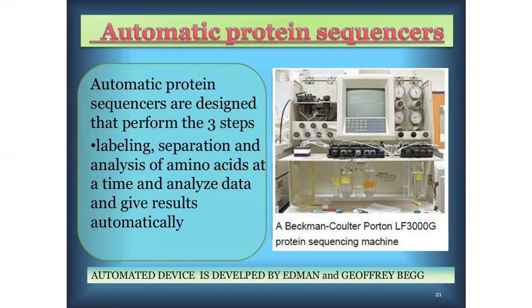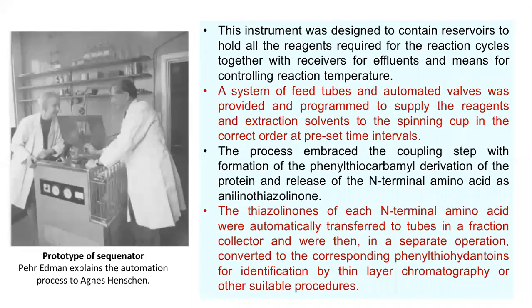Here also, the protein sequencing is being done in three major steps. First is labeling, separation, and finally analysis of the amino acid. And all these things are done automatically, so that is the beauty of it. And this is a device developed by Edman and Geoffrey Beck, as I told earlier. And you can see here, this is Edman explaining the automation process to his colleague. And you can see the prototype of the sequenator, which he designed way back.